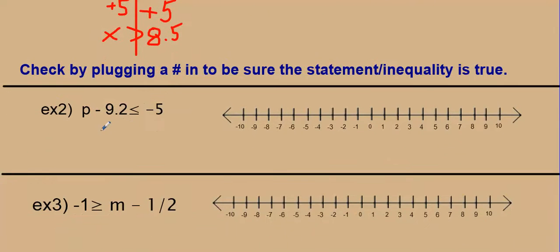Alright, example 2, it's a decimal here. No different. Let's draw a line down the middle. Let's get rid of this -9.2 by adding 9.2 on both sides. Okay, so p has to be smaller than or equal to 4.2.